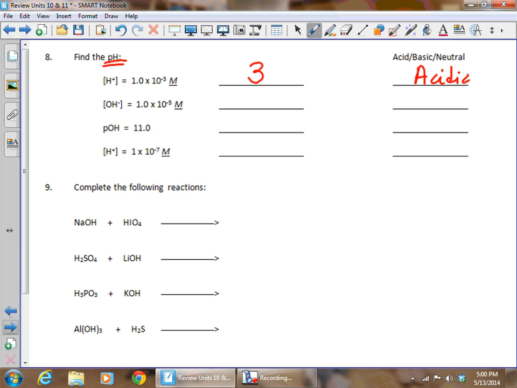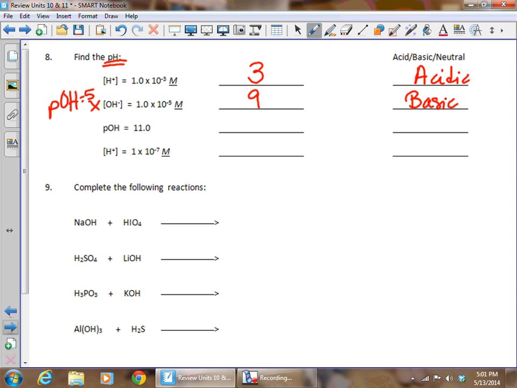If we're trying to find the pH from the hydroxide ion concentration, we cannot get it directly. We're going to need to find pOH first. So pOH is going to be 5. And remember, if we know the pOH, we can simply subtract that from 14, and we get that the pH is 9. And once I know that the pH is 9, greater than 7, it's going to be basic.